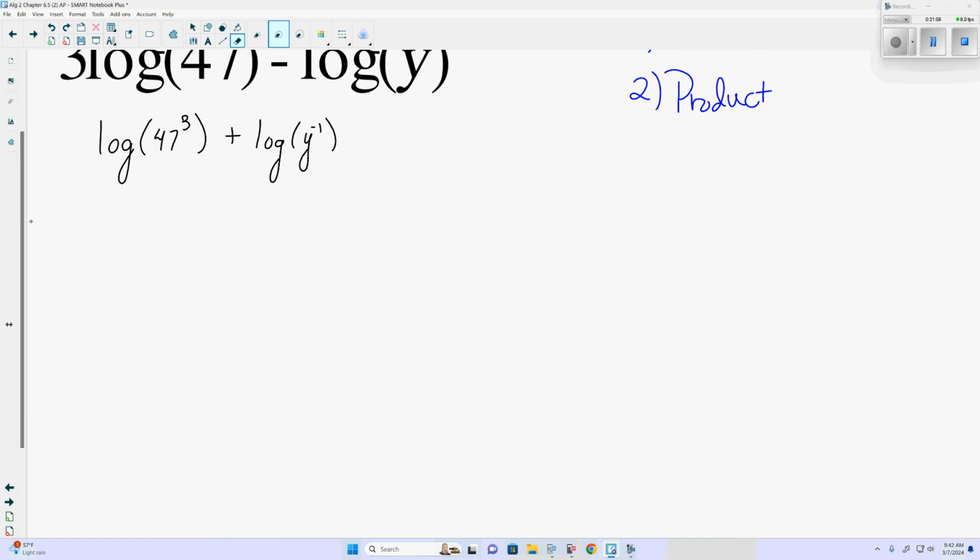Now, questions on this here. Now we have addition, and if we have 2 things being added, we can rewrite it as a single log with what's inside being multiplied. Because it is a number and a variable and not just straight numbers like we had yesterday, we don't necessarily need the multiplication dot. We could just say 47 to the third, y to the negative first.